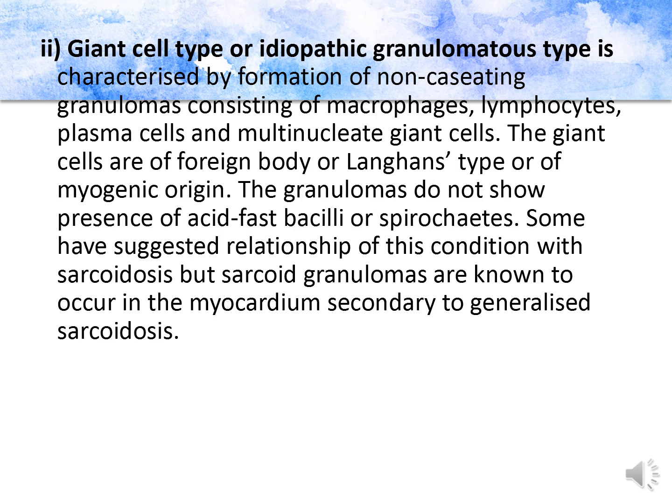Some have suggested the relationship of this condition with sarcoidosis, but sarcoid granulomas are known to occur in the myocardium secondary to generalized sarcoidosis. So, in case of sarcoidosis, we must see other examples of such pathology, for example, in lung.